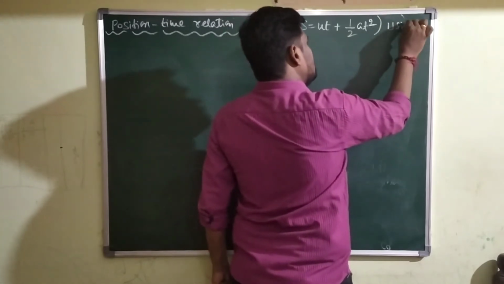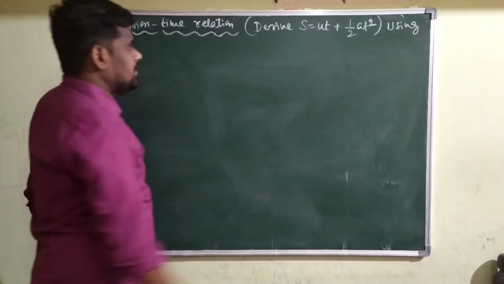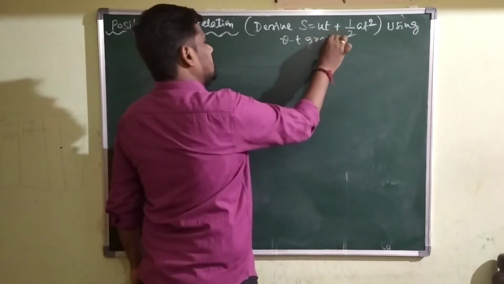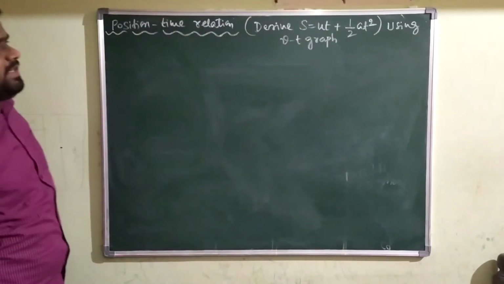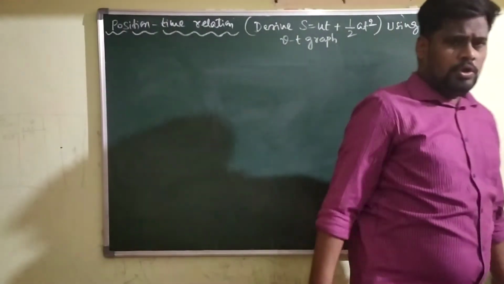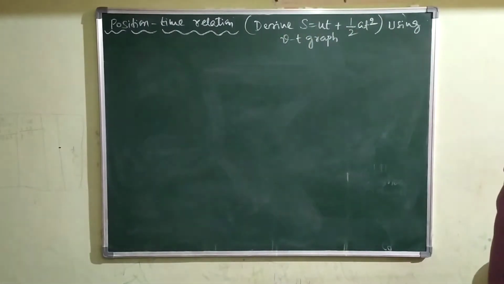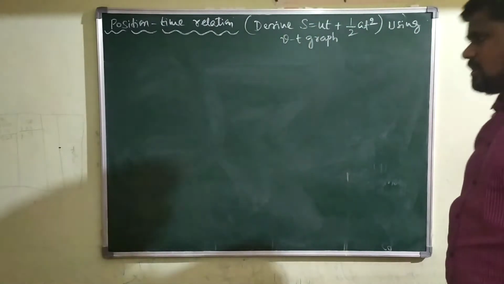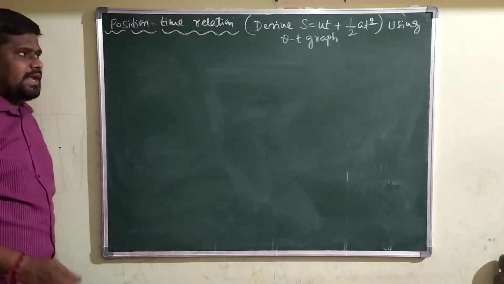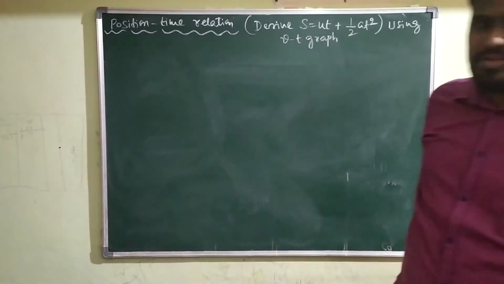using which graph? Using velocity time graph, that is Vt graph. With the help of velocity time graph, let me derive the equation S is equals to ut plus half at square. It is also called position time relation. For this, I will consider the velocity time graph for a body moving with constant acceleration.